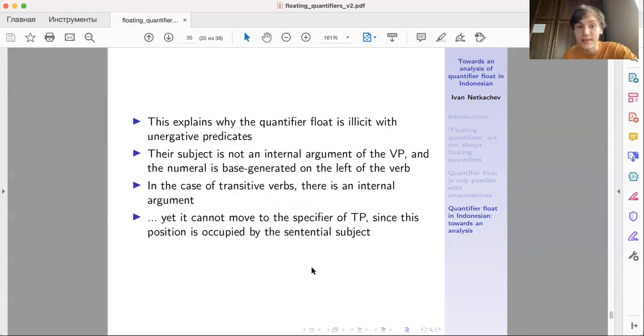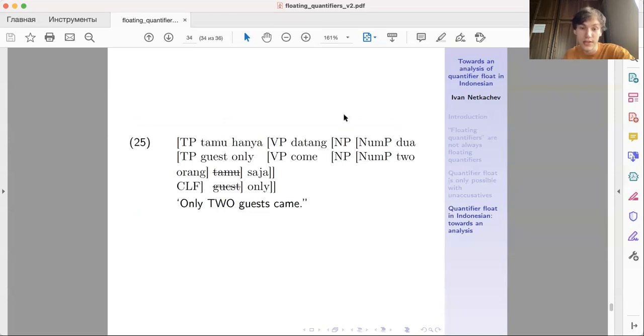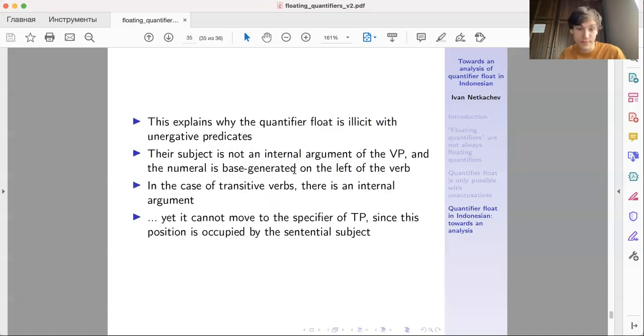And this, in fact, explains why the quantifier float is impossible with unergative predicates. Simply because in sentences with unergative predicates, the sole argument is base generated on the left of the verb. So the sole argument of an unergative verb would be somewhere here. So it would be impossible for the main clause predicate to intervene between the quantifier and the noun, unless we postulate some additional movements, but well, there are no motivations for doing so.